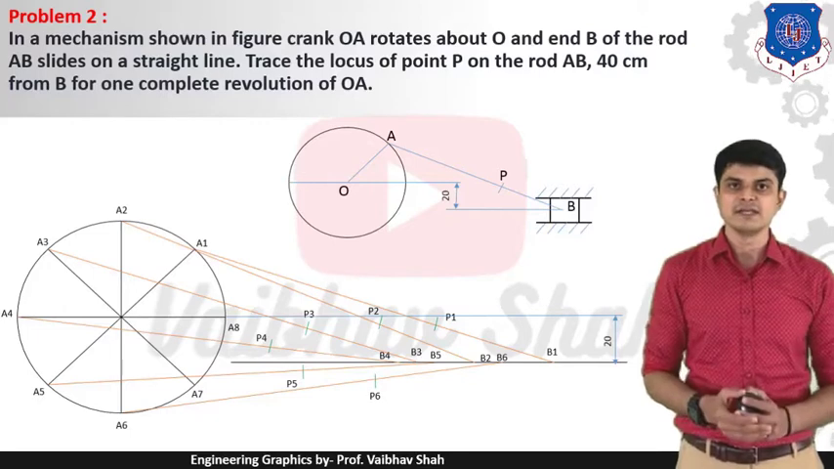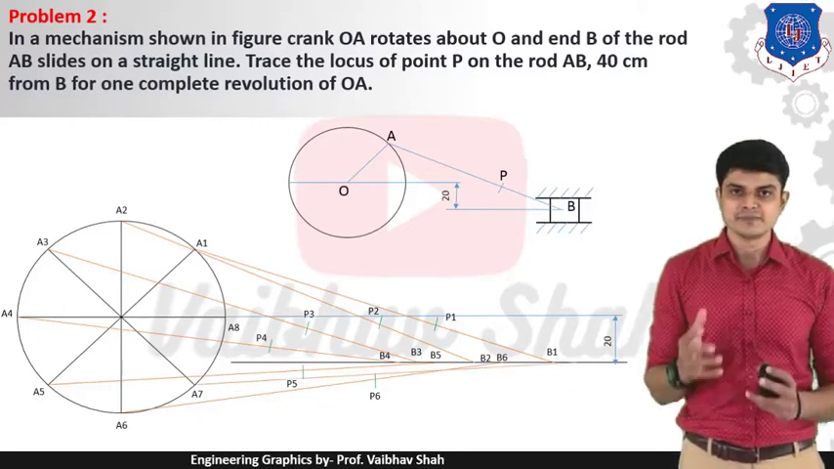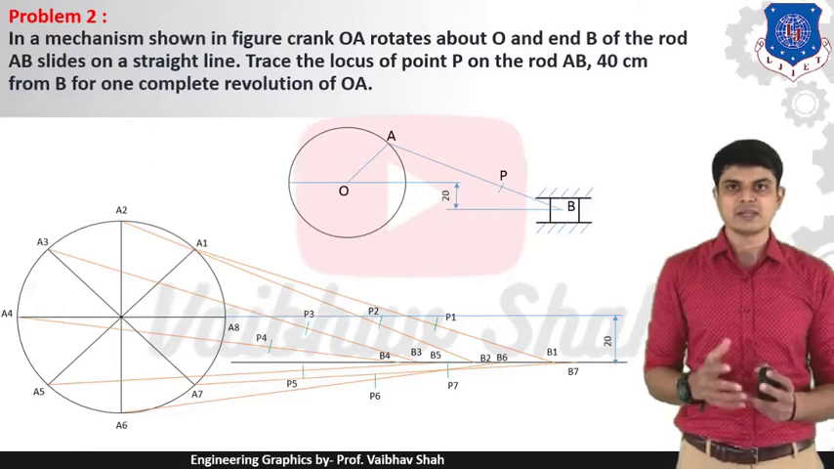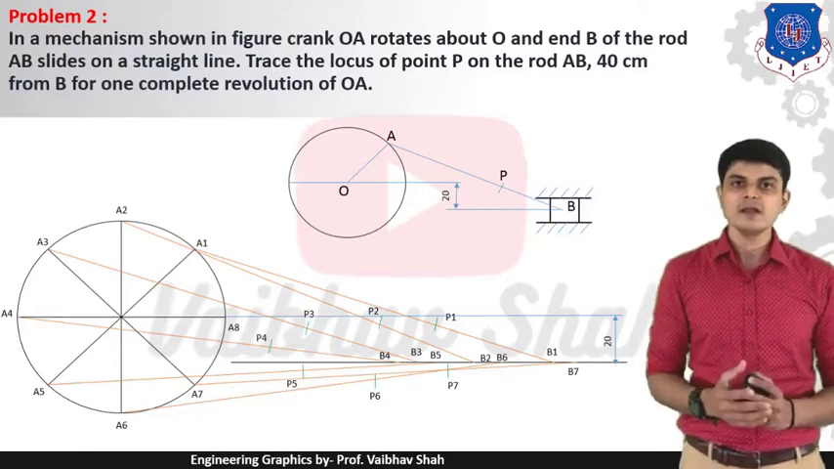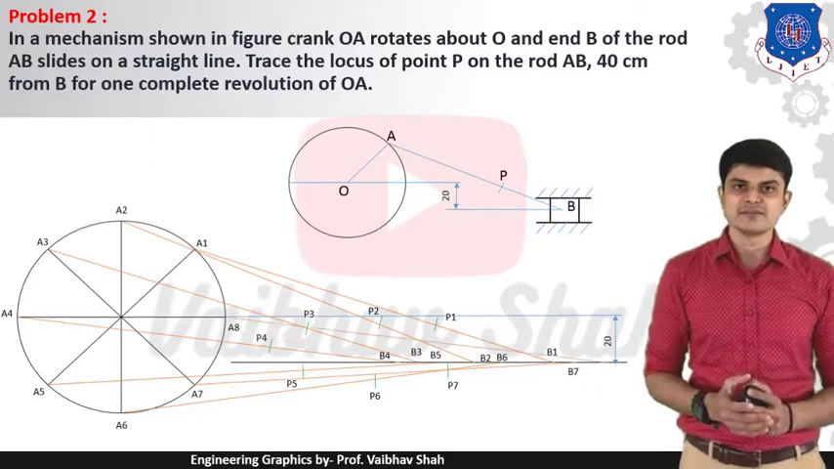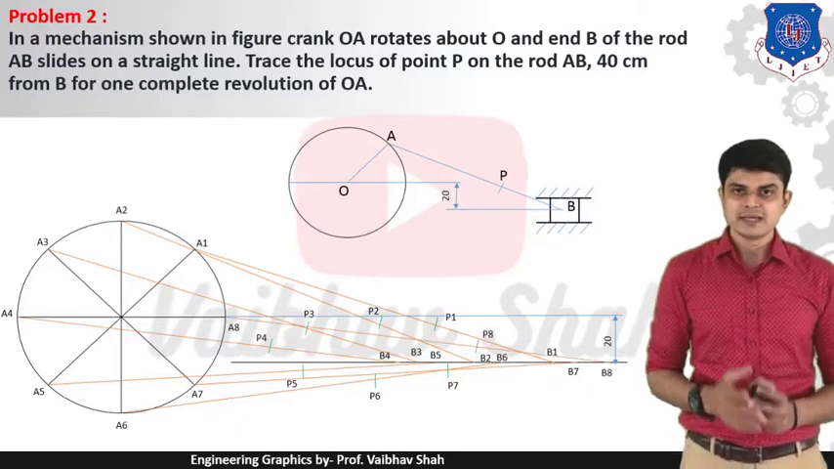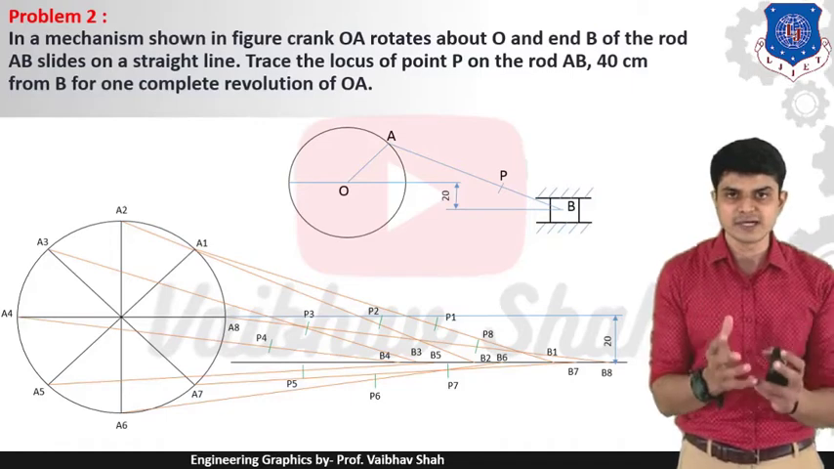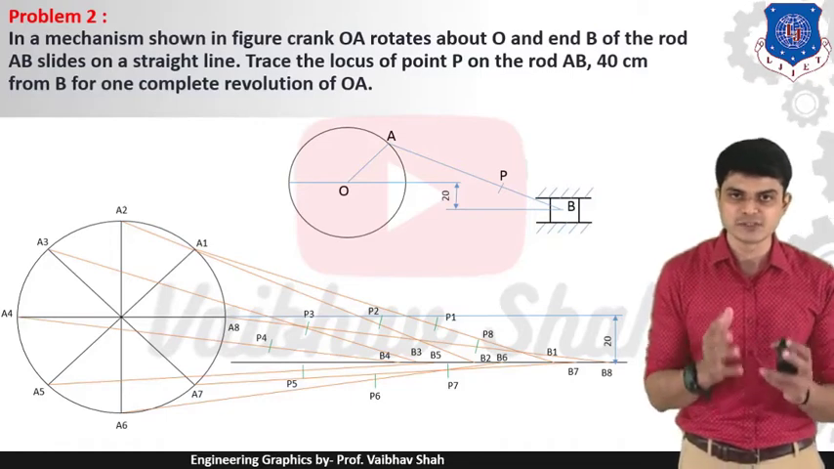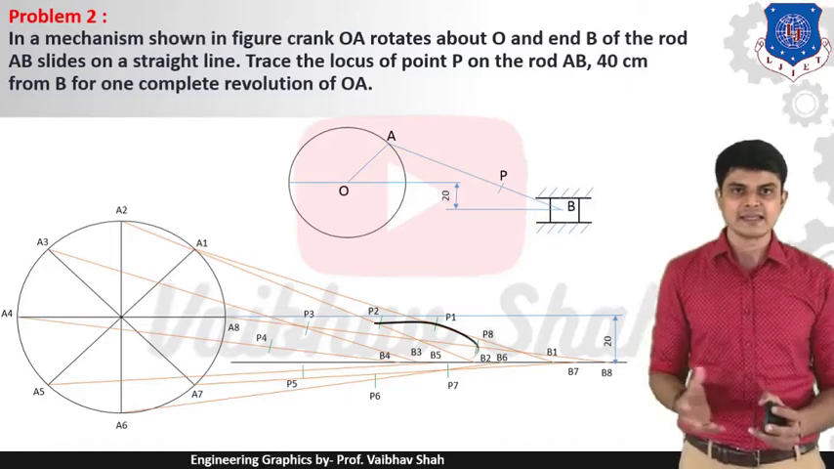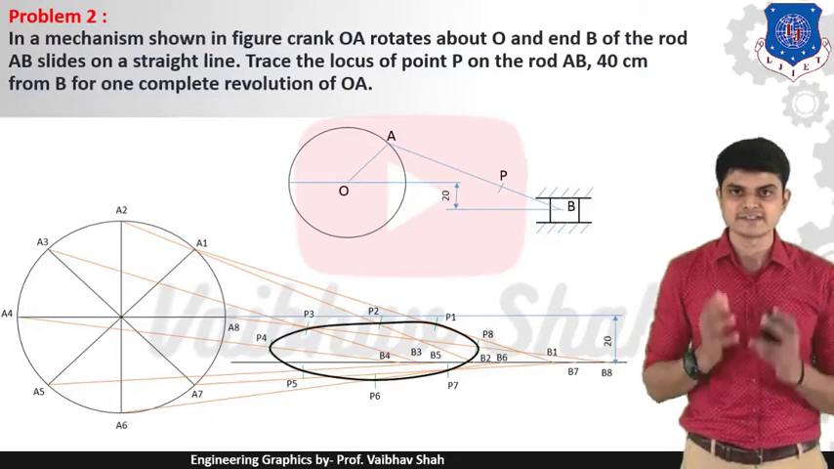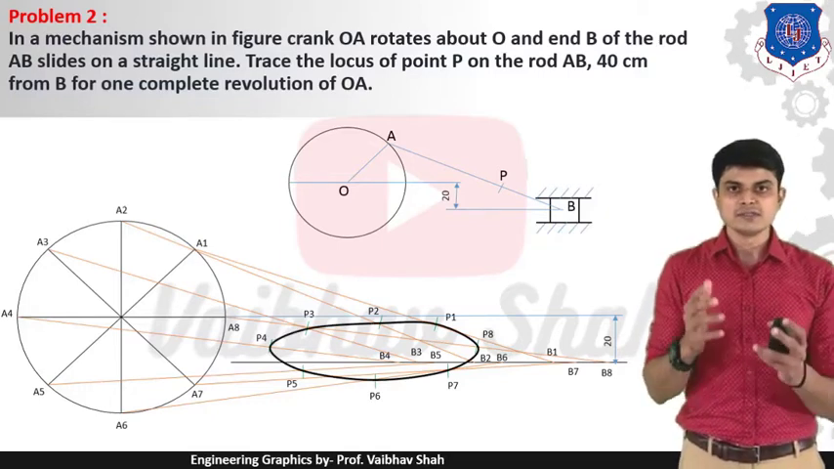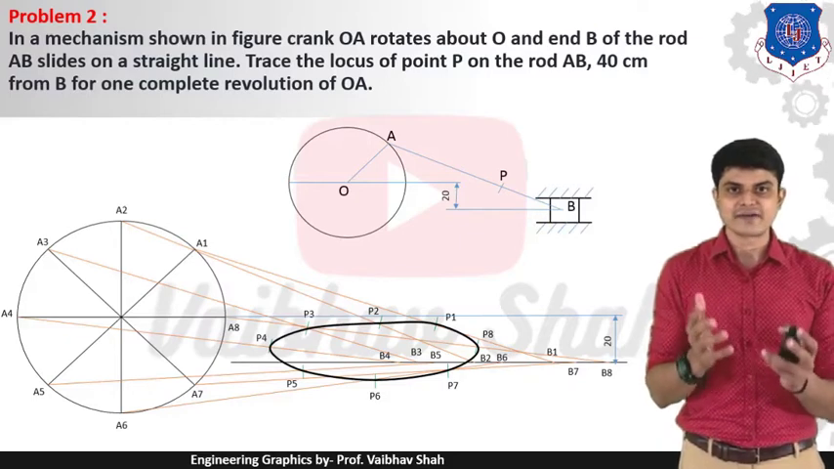And similarly, you will be defining a line from the A7 point, and you will have this line. And finally, you need to draw a line from the A8 point, and you must define your center point P. After having all the points P, what you need to do? You need to join these points P by a smooth dark line like this, and you will have this curve generated, which is nothing but the locus of point P for the offset slider crank chain.